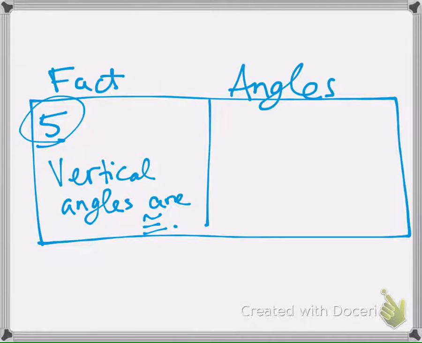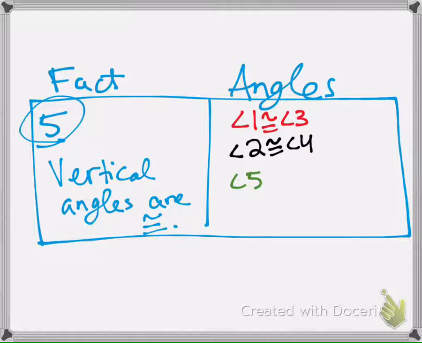So in that diagram at the top of your notes, it's not on the board anymore, so you just have to look in your notes. Which angles are vertical angles? 1 and 3. So angle 1 would be congruent to angle 3. Angle 2 would be congruent to angle 4. Angle 5 would be congruent to angle 7. And that leaves us with 6 and 8 as well. Okay? Questions?